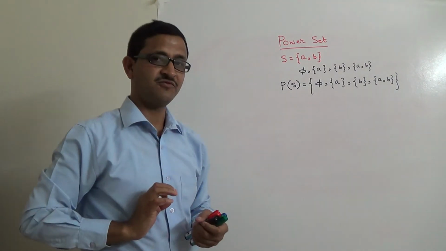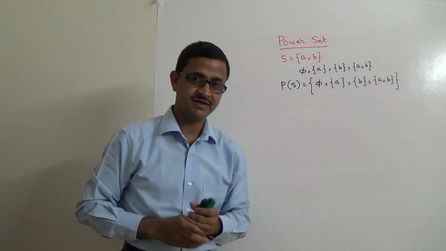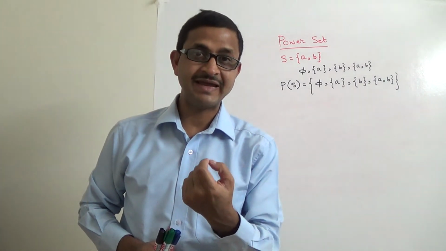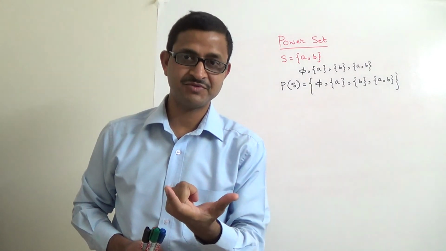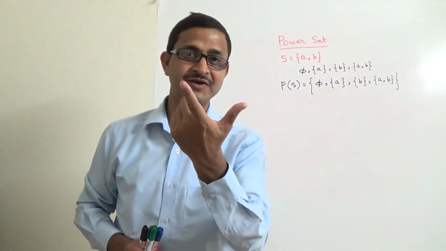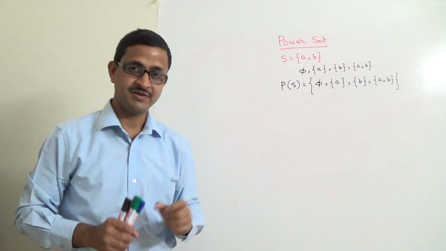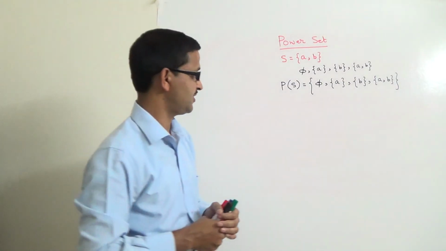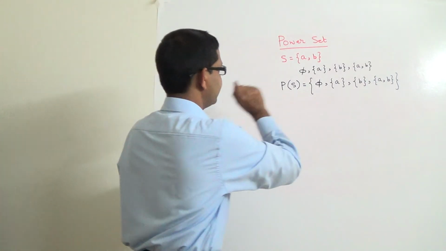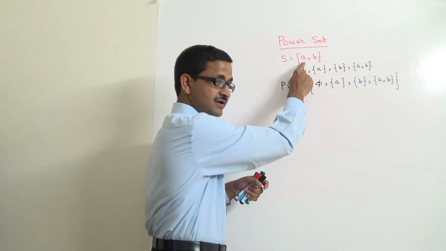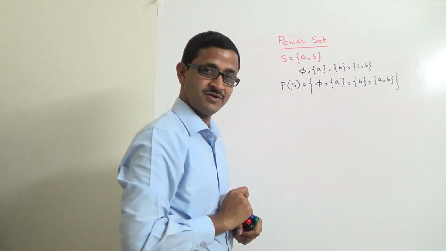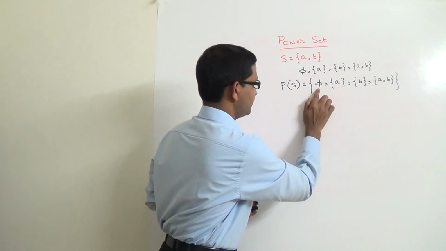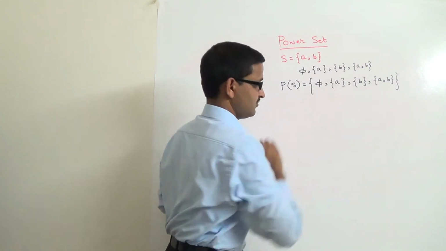There is an interesting formula here, an observation. If a set S contains n elements, its power set contains 2 power n elements. The proof of this theorem we will see later. So here you see the set contains 2 elements, so its power set contains 2 power 2, that is 4 elements: 1, 2, 3 and 4.